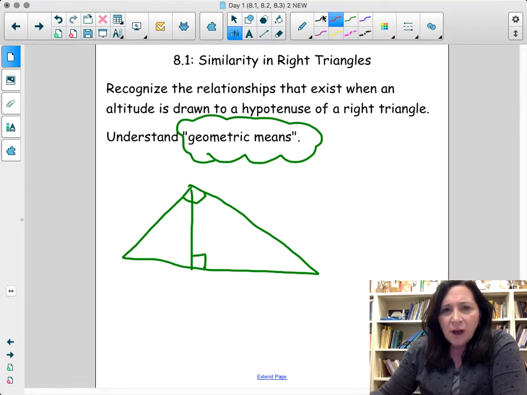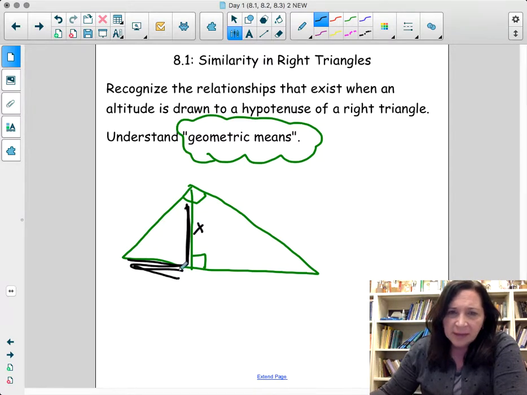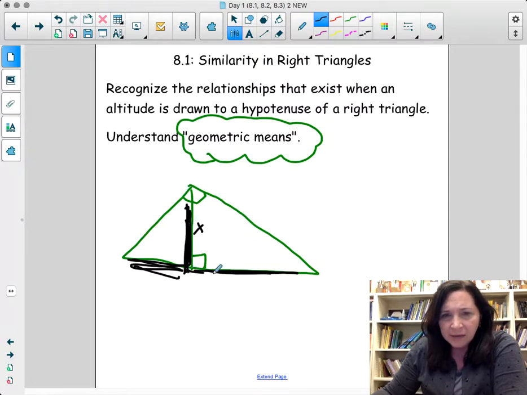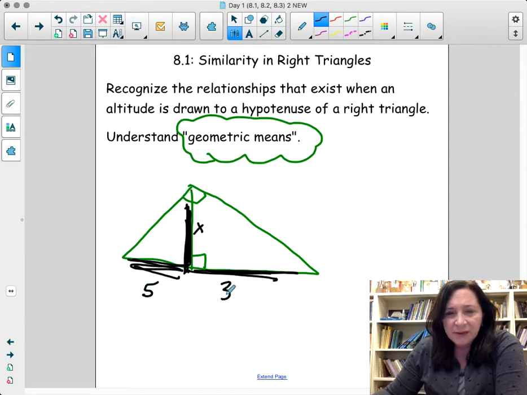So when they're talking about a geometric mean, what we're really saying is something like this. Let's say that's an unknown. Base is to this height. So it's like leg is to leg as leg is to leg. So you're going base is to height as height is to base. So if this number was, let's say, 5, and this number was, I don't know, let's say 3, okay, you would say 5 is to x as x is to 3. So it's like a proportion.